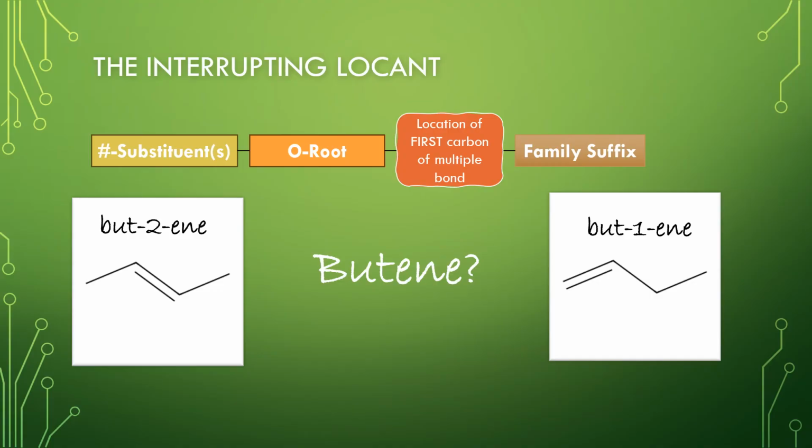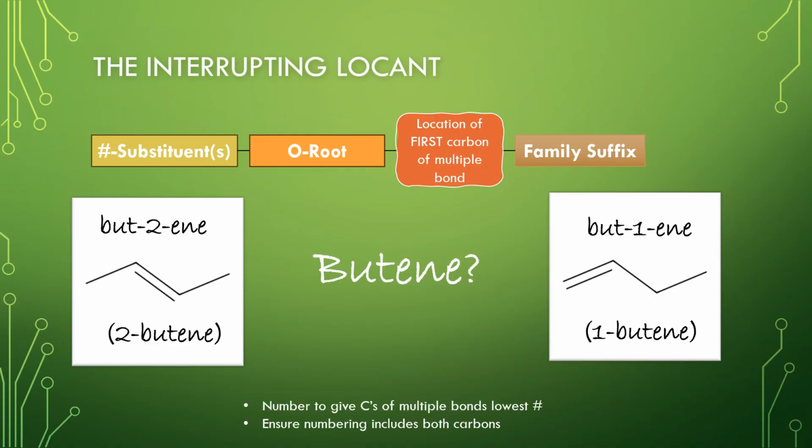Now, I think it's really important to note that the practice of placing the locant of the multiple bond here in the middle of the name is a relatively recent IUPAC change. And so it's very, very likely that you will run across a slightly older but still very common version in which the locant is placed in front. So 2-butene and 1-butene. Now, there are many online resources and examples that still use this system, and so it's important that you are aware. So last quick reminders: make sure when you're numbering your carbons that you number to give the carbons of the multiple bond the lowest number, and that you ensure numbering includes both of those carbons.